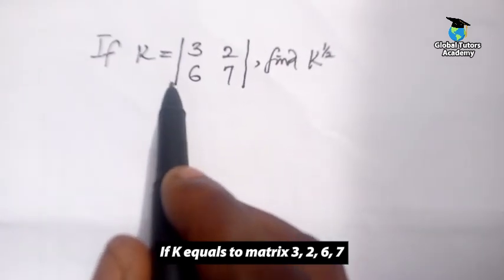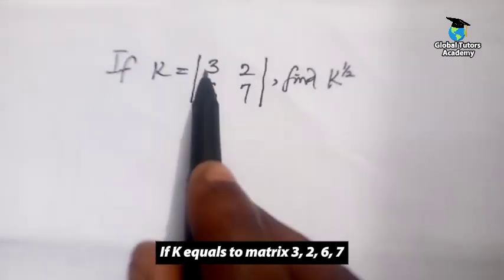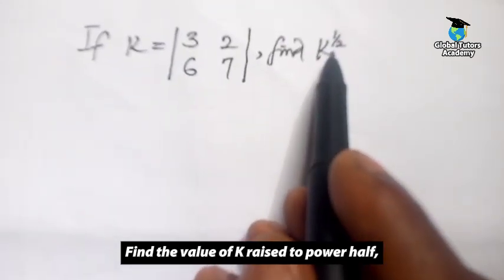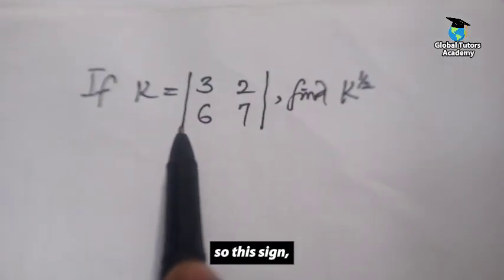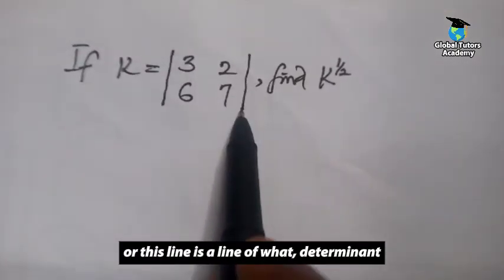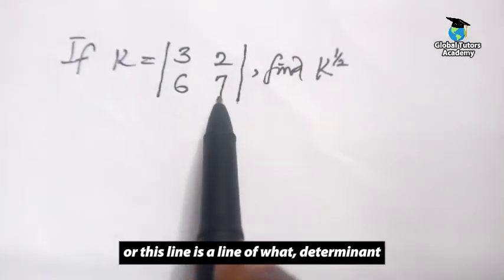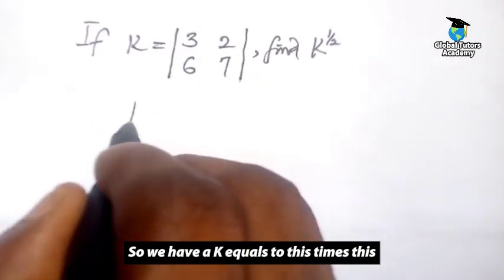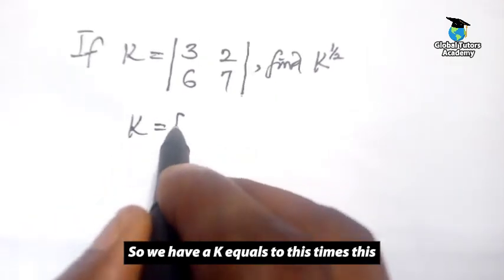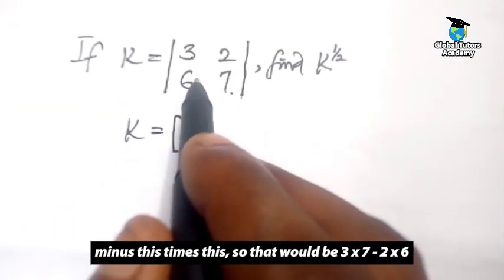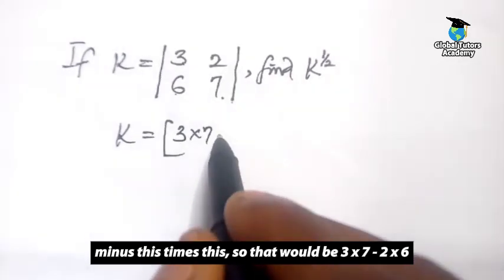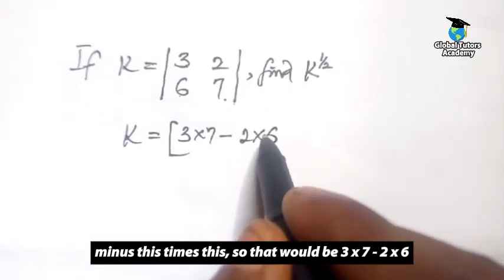If k equals the matrix 3, 2, 6, 7, find the value of k raised to the power half. So this sign, or this line, is a line of what? Determinant. So it can be solved in this very way. So we have k equals this times this minus this times this. So that will be 3 times 7 minus 2 times 6.